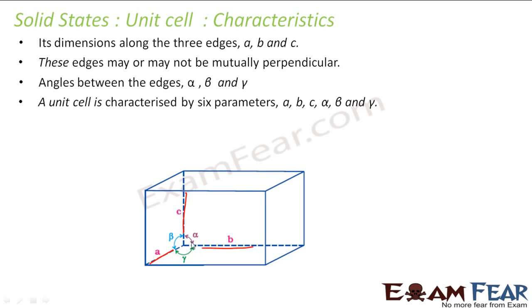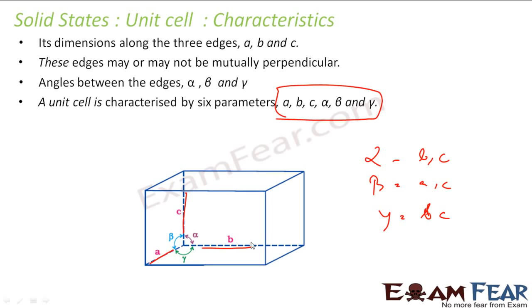Alpha is the angle between b and c. Beta is the angle between a and c. And gamma is the angle between a and b. Correct? So alpha, remove the a, you get bc. Beta, remove b, you get a and c. The remaining one is gamma. To define the unit cell, you need 6 parameters.